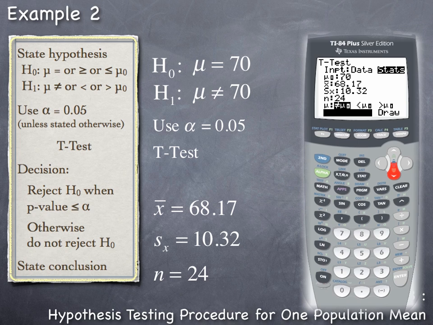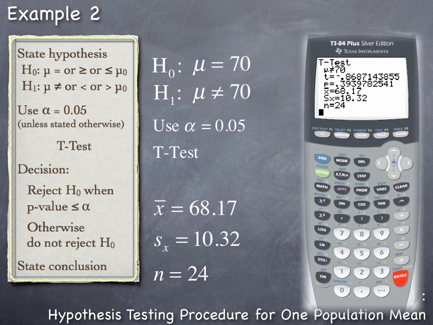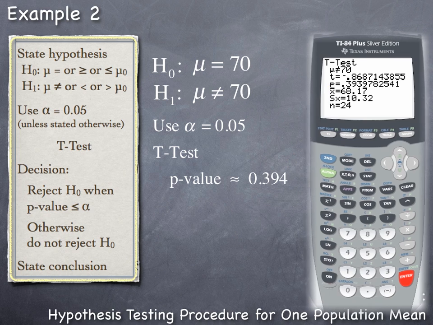Press enter. The t-test command will calculate the p-value we need, in addition to other results. But all we need is the one that says p equals for our p-value. Since p-values are probability, we'll round them off to the nearest thousandth. So in this case, the p-value rounds to 0.394. Now that we have our calculated p-value, we can reach our decision.